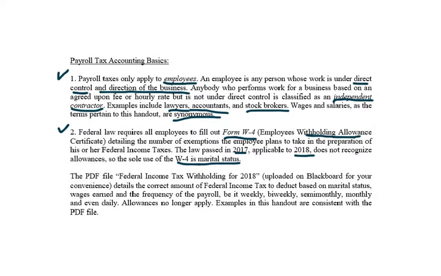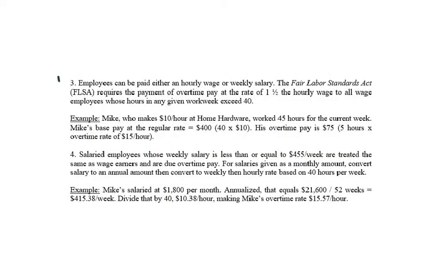All right, next up, employees can be paid either an hourly wage or a weekly salary. Something you have to understand about the Fair Labor Standards Act is that overtime pay applies at a rate of 1.5 times the hourly rate to all wage employees whose hours in any given work week exceed 40. So that's the line right there. Anything over 40, you've got to pay them time and a half.